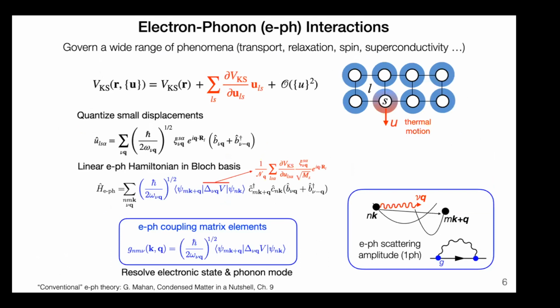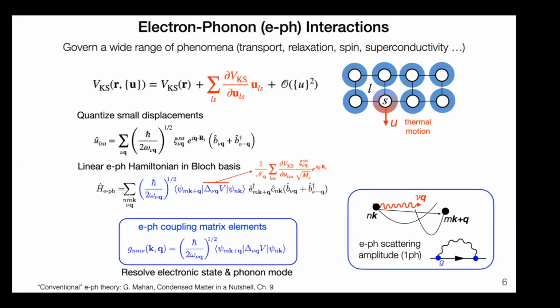Okay, so let me start with one of the key interactions computed in Perturbo. That's the interactions between the electrons and phonons. The idea is quite simple. As the atoms move due to their thermal motion, they perturb the periodic potential seen by the electron. And this perturbation term, if you take it to lowest order theory, and you second quantize the small displacements, you obtain this linear or lowest order electron-phonon Hamiltonian on a Bloch basis.